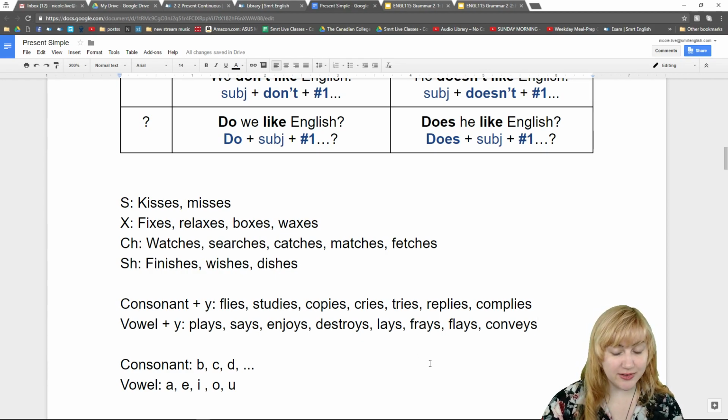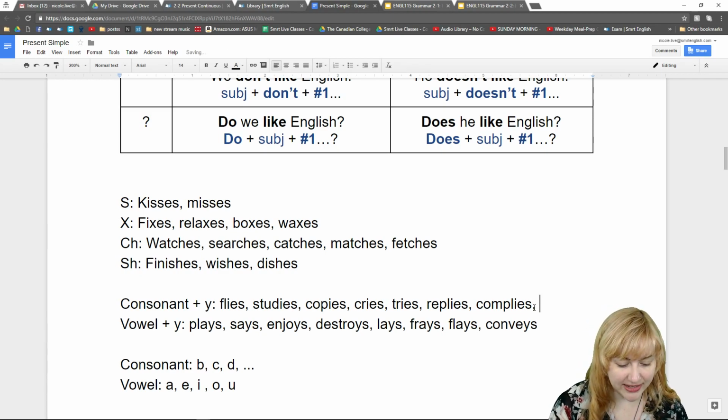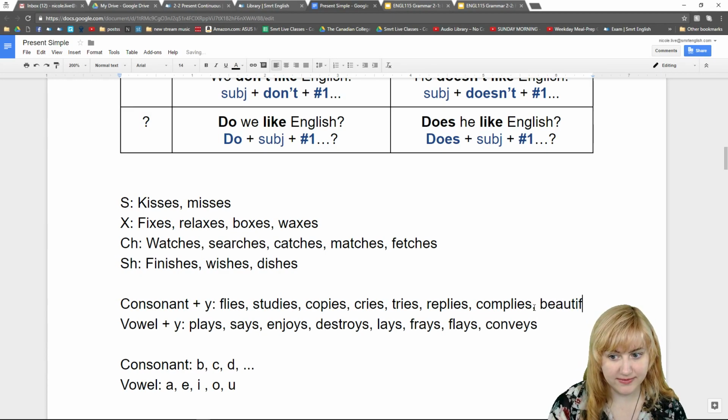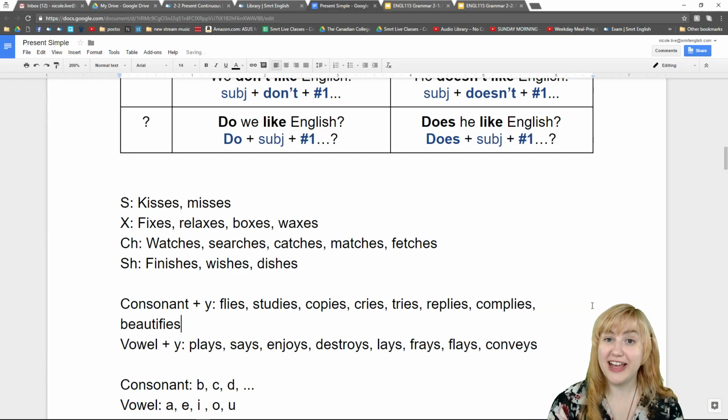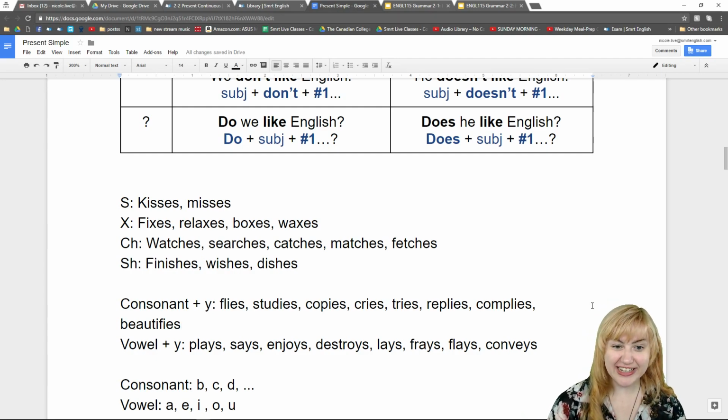Oh, interesting. Santos asked about the word beautify. So beautify has a consonant plus a Y, so then we're going to put IES, beautifies. Beautify means to make something beautiful. So good, very good examples, everybody.